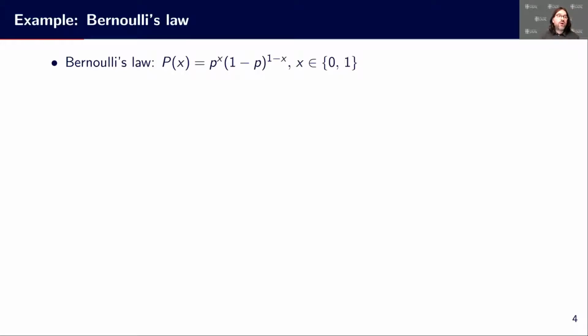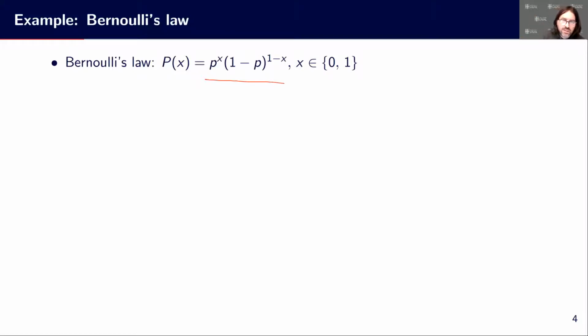For example, if we are looking at Bernoulli's law, we know that this law simply states that the probability of getting x is equivalent to small p. So small p is the parameter of that law. So this is the probability of our distribution: p power x times 1 minus p power 1 minus x. This seems fancy, but in fact it's super simple because x is either 0 or 1.